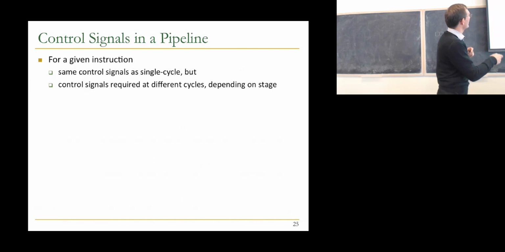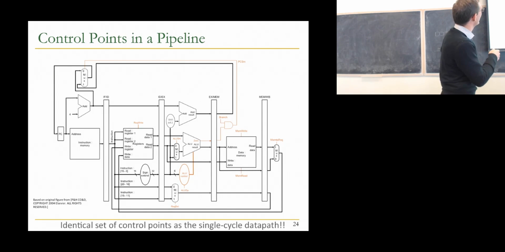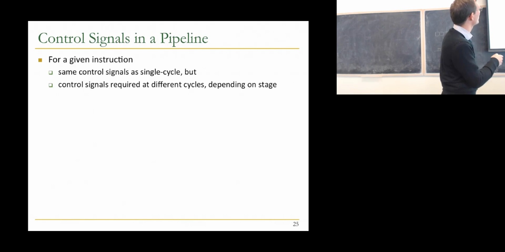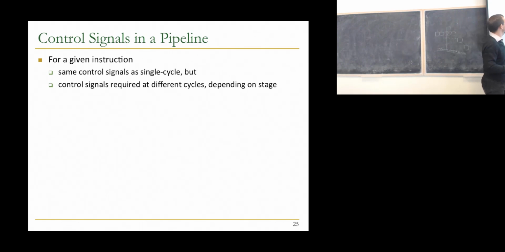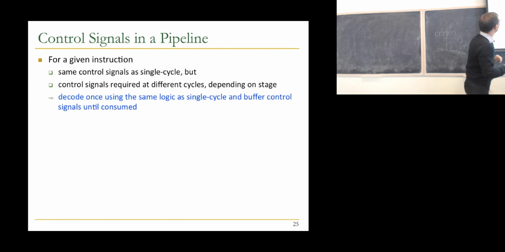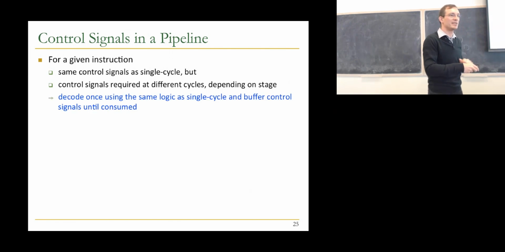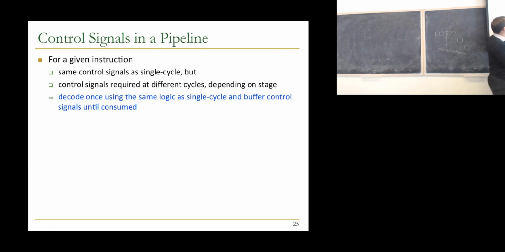Basically, how do you generate the control for a pipeline? For a given instruction, you have the same control signals, but control signals are now required at different cycles, right? Depending on the stage. There are several options for doing this. You could, for example, decode all of the control signals when you decode the instruction, right? Generate all the control signals with the same logic as single cycle data path and buffer those control signals until they're consumed. I'll show you an example of this.